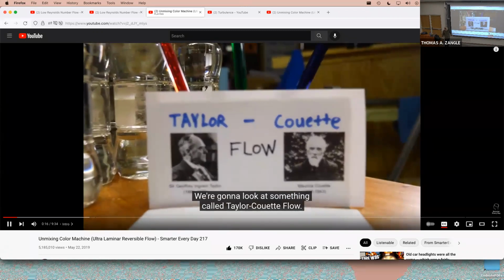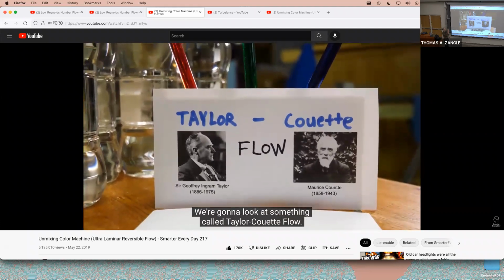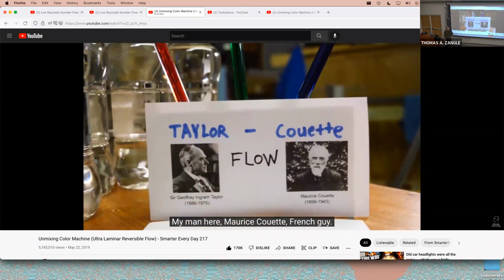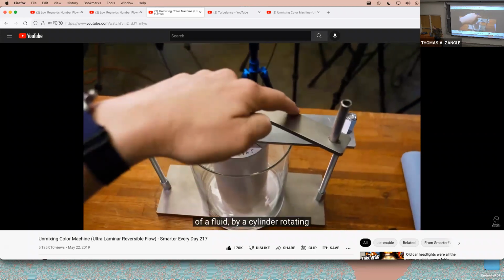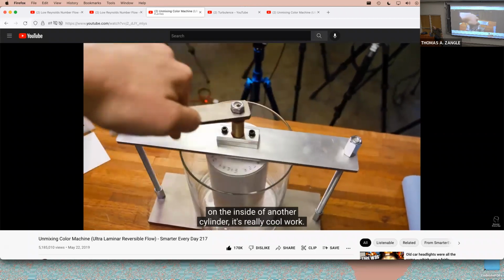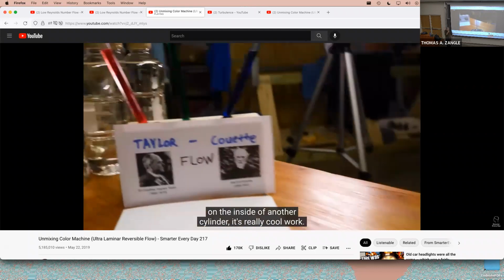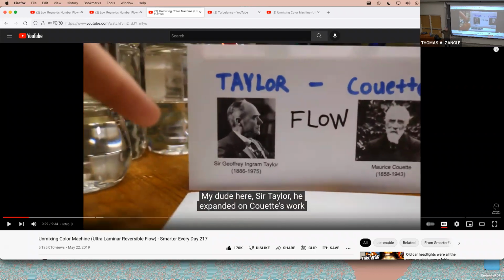Check this out. We're going to look at something called Taylor-Couette flow. My man here, Maurice Couette, French guy, came up with a device so that you could quantify the viscosity of a fluid by a cylinder rotating on the inside of another cylinder. It's really cool work.